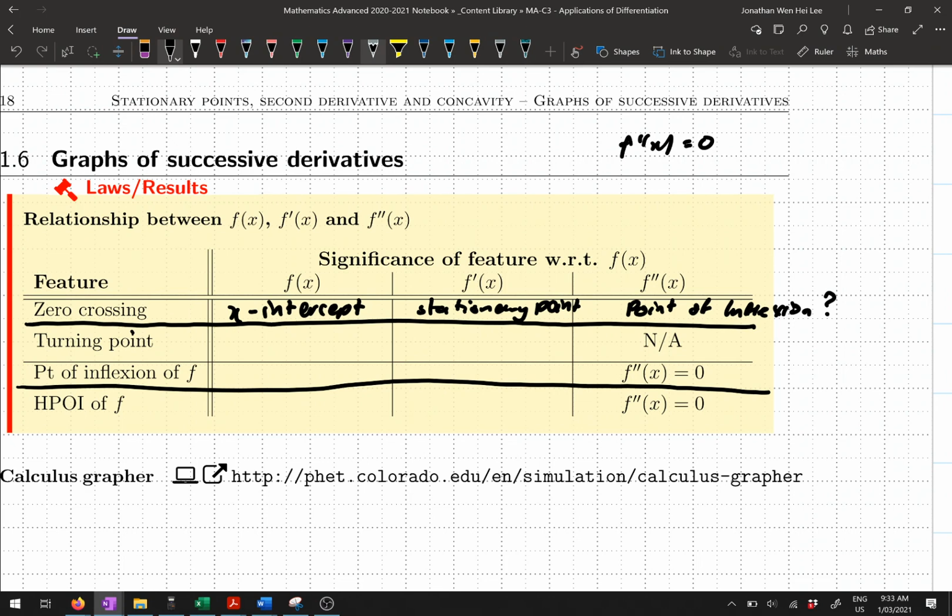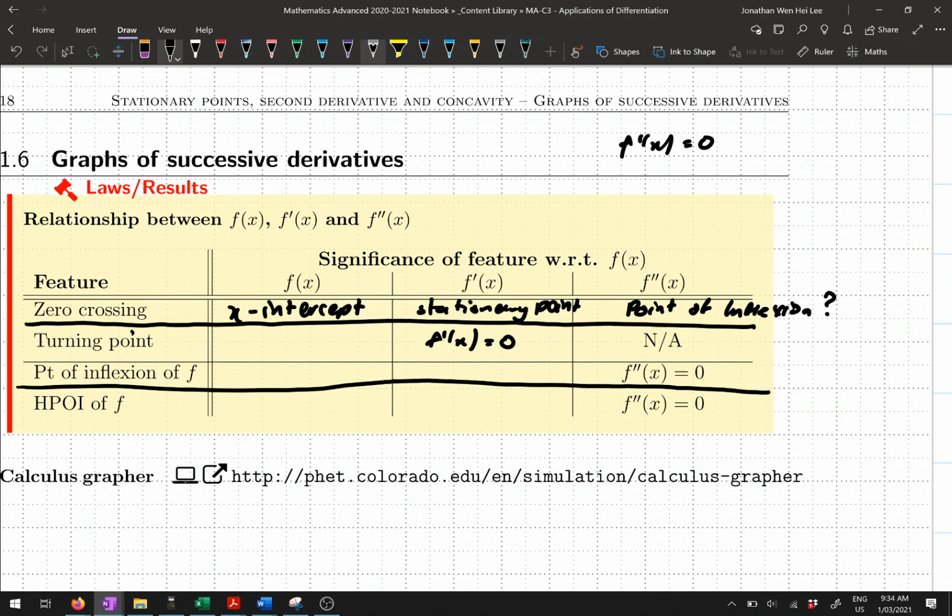Now, next one. We're only going to start looking at these 2 parts in a moment. If I have a turning point, what does that mean? F dash x is equal to 0 here. If there's a turning point on my original function, that means that in my first derivative graph I have an x-intercept.